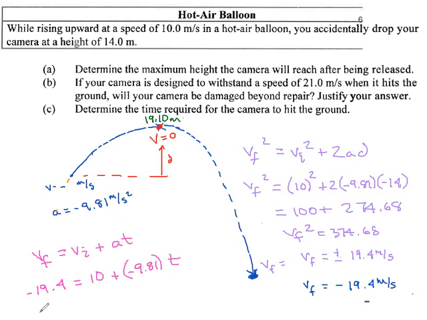So subtract 10 from each side of this. We get minus 29.4 equals minus 9.81 t. And then 29.4 divided by 9.81 gives me, it's pretty much exactly 3 seconds. Yeah, it actually does round to 3.00 seconds.